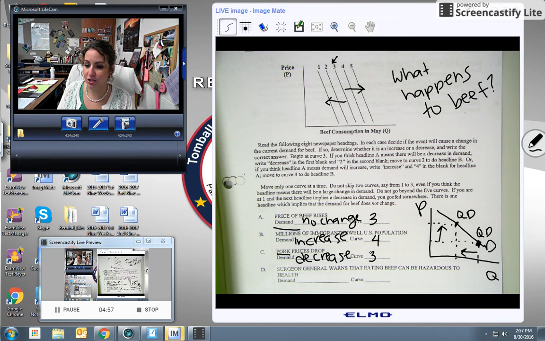And on D, the Surgeon General warns that eating beef can be hazardous to your health. Probably not going to demand as much beef now, so it's going to decrease to curve 2 this time. We're going left because it's a decrease.